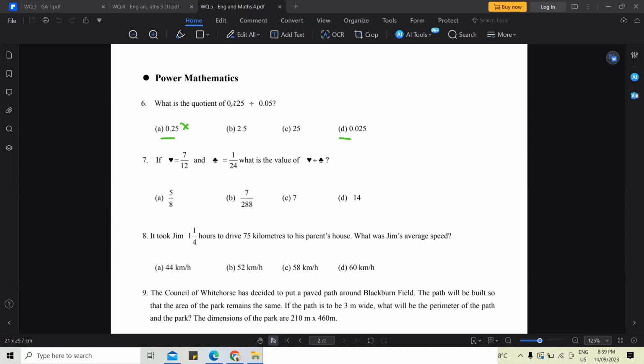Now, see, 0.125 divided by 0.05. In this case, there are two decimal places here. You take them out. That means you have to multiply by 100. If you bring these two decimal places out, 0.05 becomes 5, and you have to move the two decimal places of the other number in the same direction, this way. It becomes 12.5.